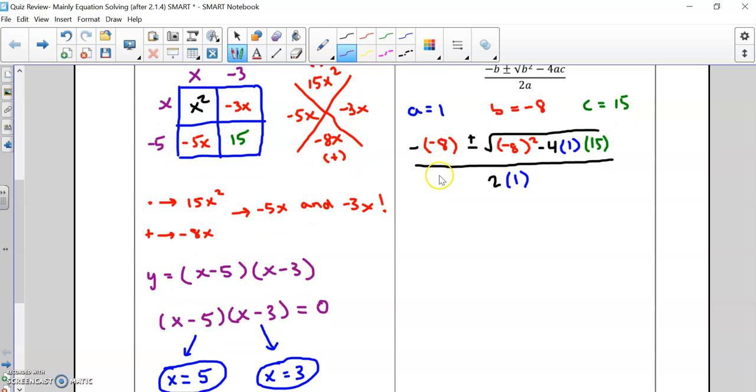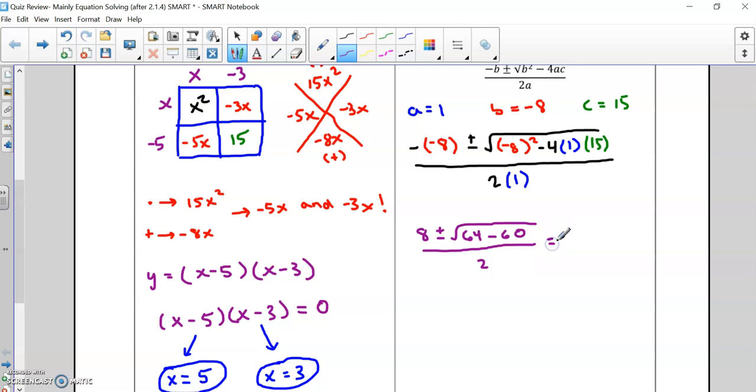This right here is negative 1 times negative 8, and that's just going to turn into positive 8. And then in the square root, we can start simplifying these little pieces, right? Negative 8 squared is positive 64. Please make sure if you do that, you use parentheses in your calculator, or else it will be wrong. Okay, and then negative 4 times 1 times 15 is going to be negative 60. 2 times 1 is just 2.